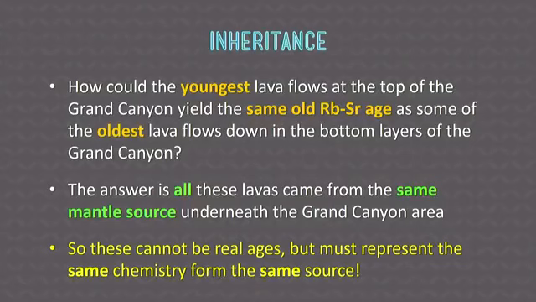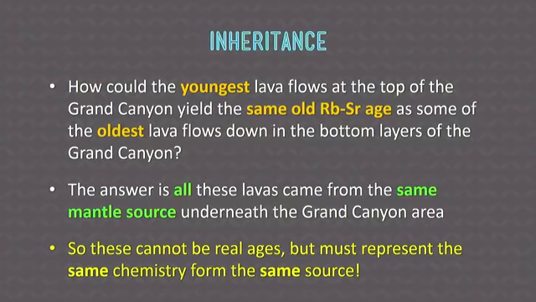The answer is that they came from the same source, because the basalts actually come from deep at the top of the Earth's mantle. The rocks melt and it comes up through fractures. The most recent ones came from the same source as the ancient ones. In other words, they inherited the same source chemistry. So the chemistry of the rock, of rubidium-strontium, has nothing to do with the age of the rock. It has to do with the source of the rock.